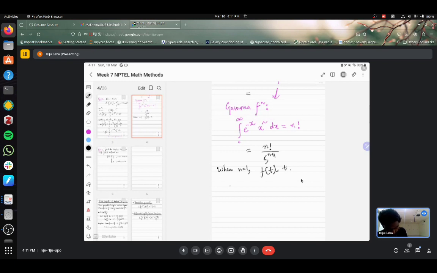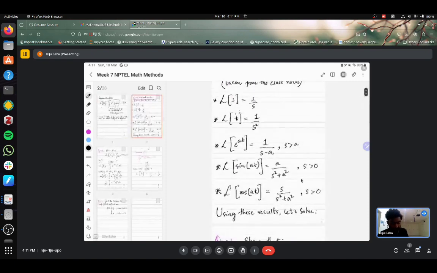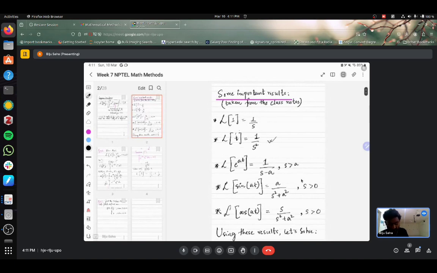So from here you can conclude that the Laplace transform of t is equal to 1 factorial over s square. So it is 1 by s square. That is what we also derived and mentioned here.